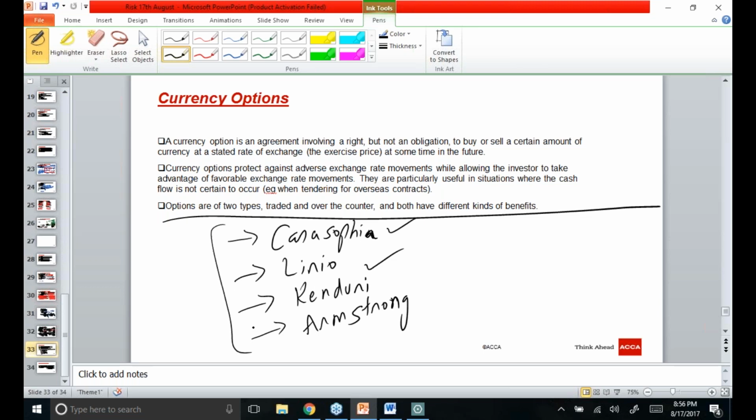We have not covered currency swap. We will cover it in tomorrow's webinar session. And in tomorrow's session, we will be covering interest rate risk management.